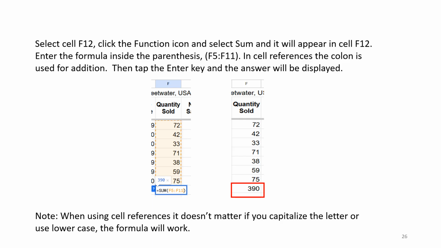Enter the formula inside the parentheses, F5 colon F11. In cell references, the colon is used for addition. Then tap the Enter key and the answer will be displayed. Note, when using cell references, it does not matter if you capitalize the letter or use lowercase. The formula will work.